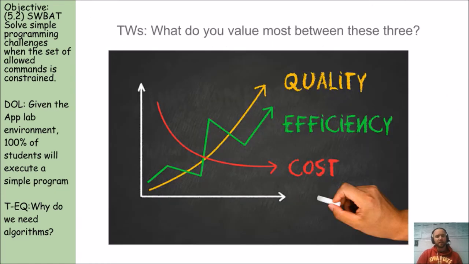And if we look at a chart like this, you can see that quality and efficiency may go up at the same time that cost is going down. So think, rate, share. What do you value most between these three? And this is obviously the ideal situation every company would want to find themselves in: low cost and high quality and efficiency.